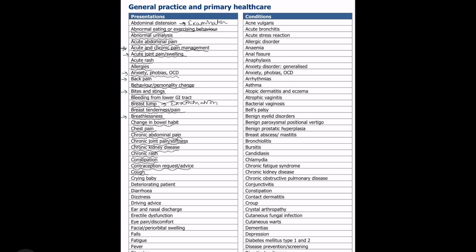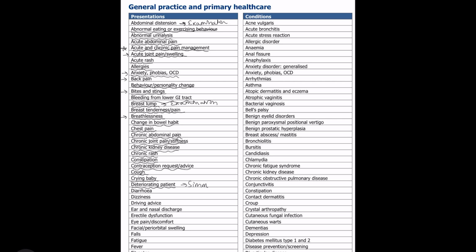The cough, a very particular presentation that you face in the GP setting. A crying baby. Now, this can be due to fever, an ongoing infection, or simply because the baby is in pain, or there might be nothing wrong with the baby and the mother is worried, and you would have to counsel the mother.